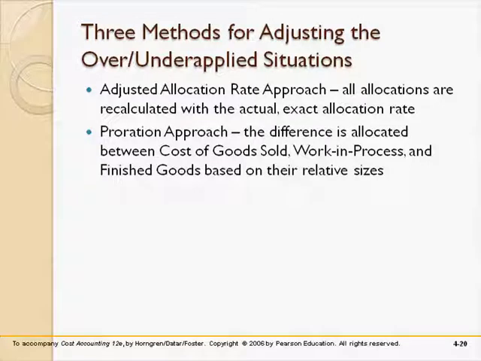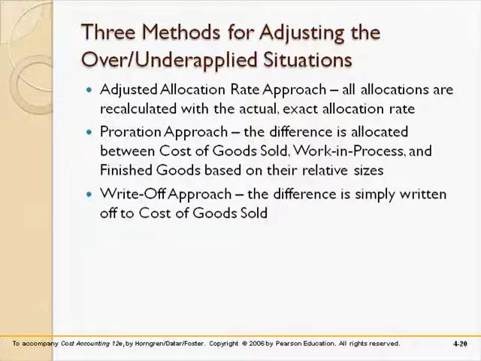The proration approach is where we take the difference of the over and under applied overhead, and then we allocate that difference between cost of goods sold, work in process, and finished goods based on the relative amount of their sizes.